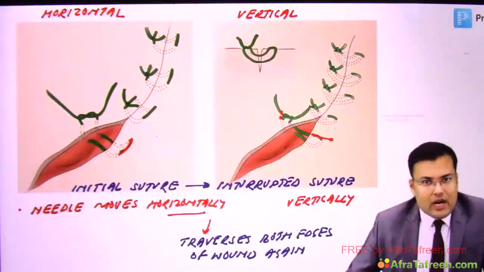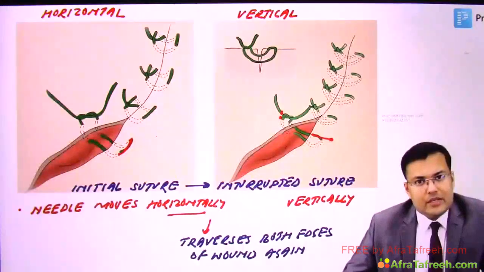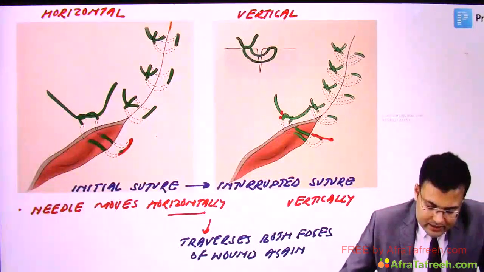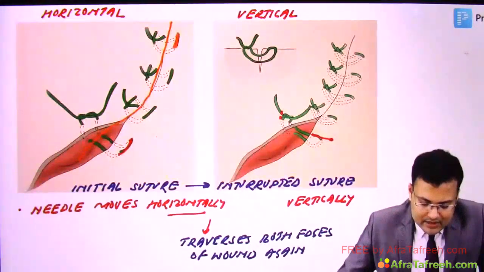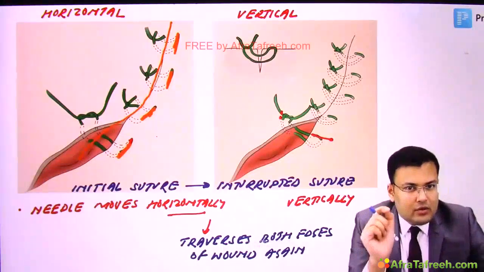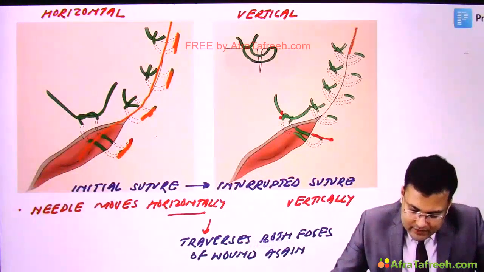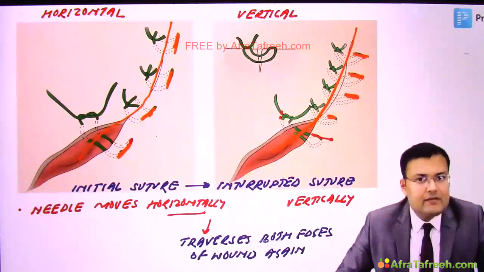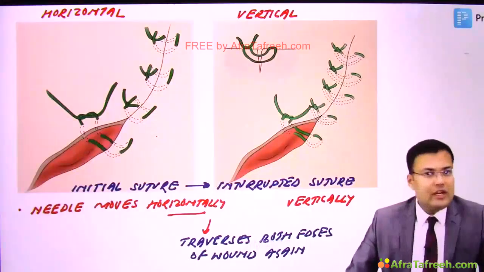Now the easiest method to identify and crack the question in the exam if it's an image-based question: you can see this is the line of incision. In horizontal mattress, the suture is parallel to the line of incision, and in vertical mattress, it is perpendicular to the line of incision. So this is how you can easily identify horizontal and vertical mattress.